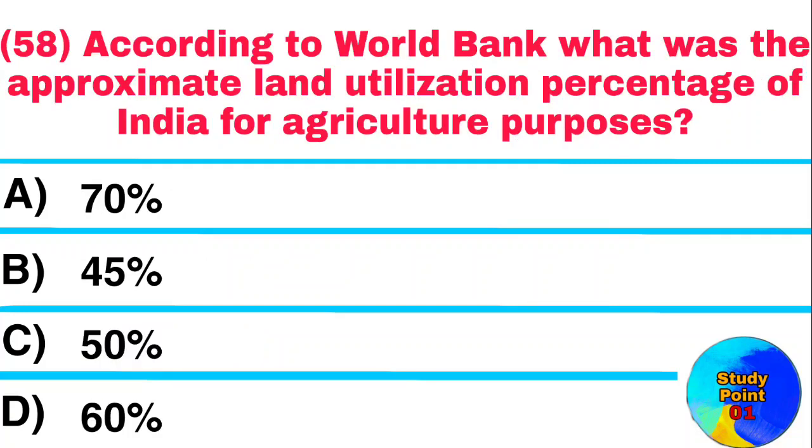Question. According to World Bank, what was the approximate land utilization percentage of India for agriculture purposes? A. 70%. B. 45%. C. 50%. D. 60%. Answer. 60%.